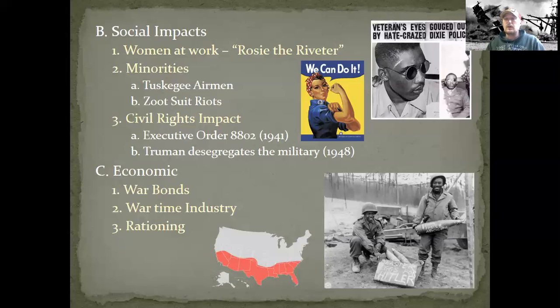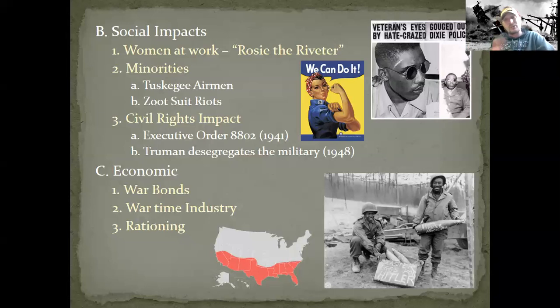Overall, throughout the country, over 200,000 companies would switch their production in order to make something for the war. So that's a tremendous amount. And I know, again, I mentioned my grandfather at Pearl Harbor, but on my dad's side, both of my grandparents worked for Boeing here in Kansas City, helping make planes during this period.